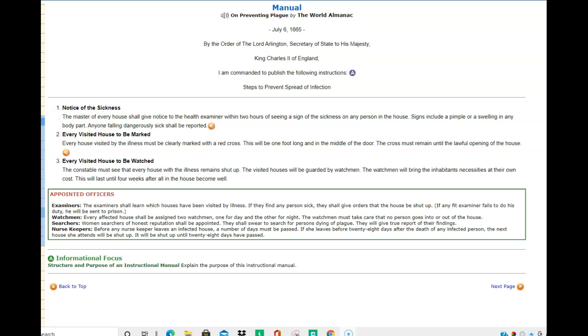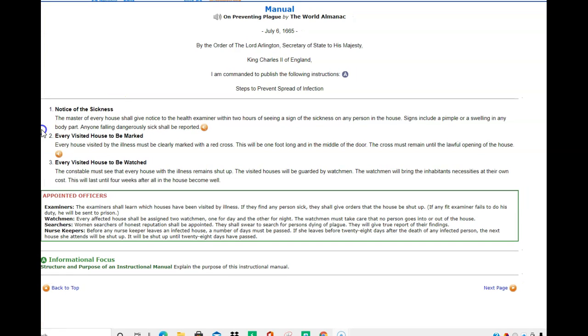The master of every house shall give notice to the health examiner within 2 hours of seeing a sign of the sickness on any person in the house. Signs include a pimple or a swelling in any body part. Anyone falling dangerously sick shall be reported.